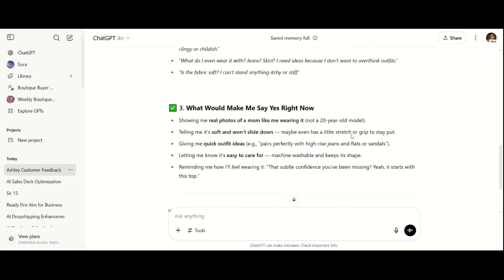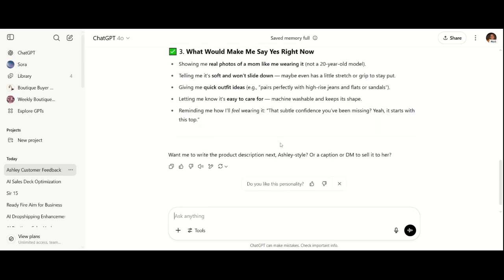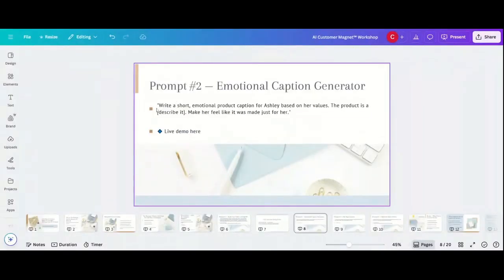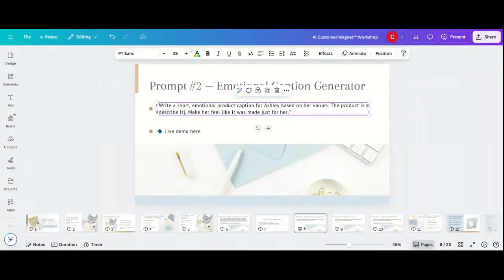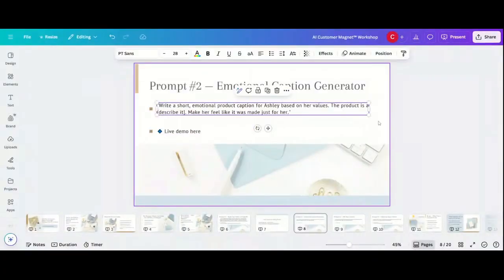Okay, that's really interesting. What would make me say yes right now? Telling me it's soft and won't slide down, giving me quick outfit ideas, letting me know how easy it is to care for, reminding me how I'll feel wearing it. Okay, isn't that cool? Like stuff maybe that you didn't think of, right? Okay, so next, you could go on with that prompt and continue having a conversation. It's saying, do you want me to write the product description next or a caption? But we're going to follow my thing here.